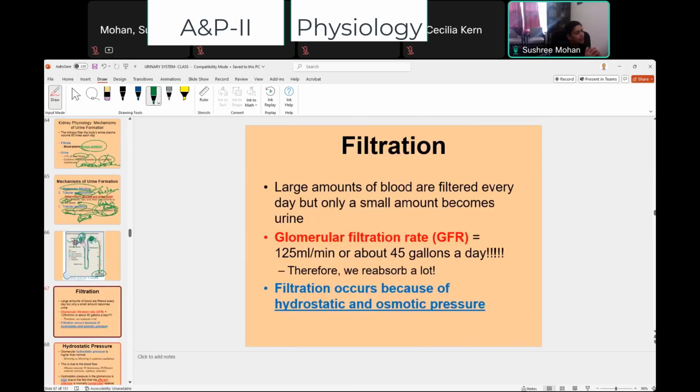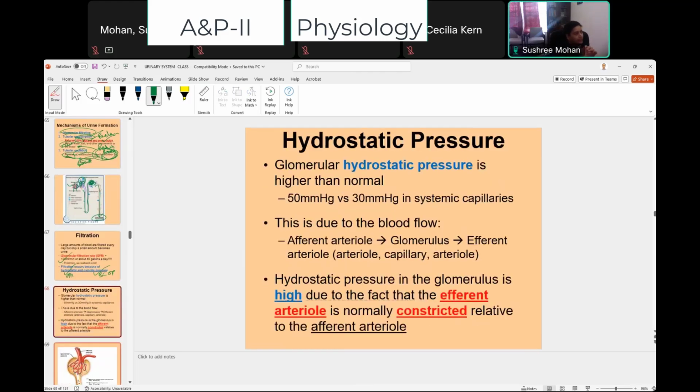So during filtration, large amounts of blood are filtered every day. So the glomerular filtration rate is around 125 in the normal person. And I explained to you how the hydrostatic and the osmotic pressure play a role. That means the glomerular hydrostatic pressure and the blood colloid osmotic pressure. Hydrostatic pressure, that is the glomerular hydrostatic pressure, we just discussed it.